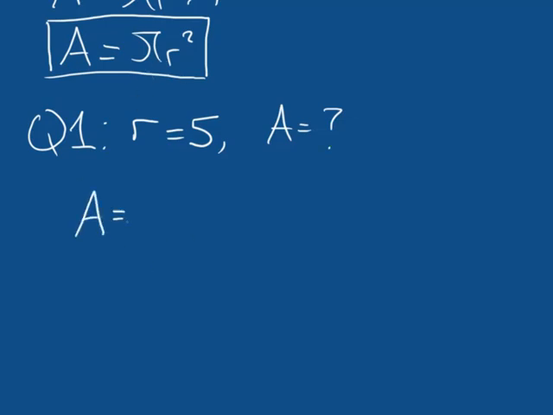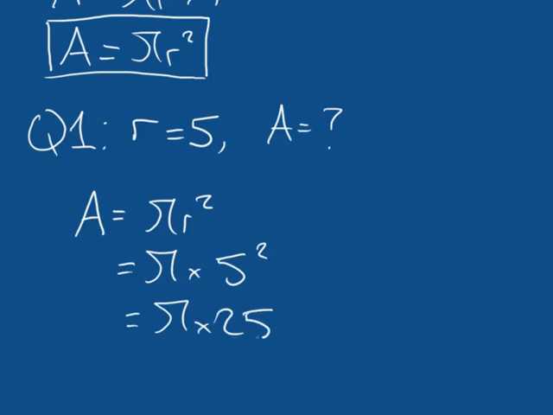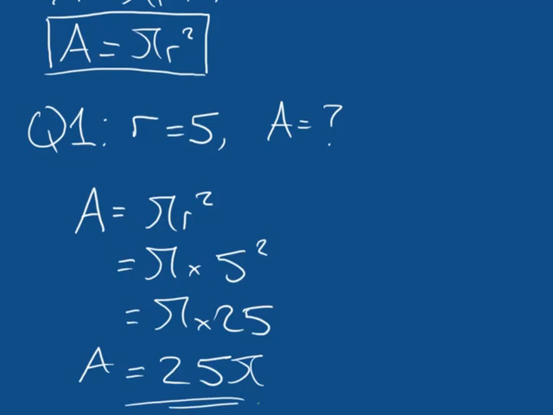So area is equal to pi r squared, which is equal to pi times 5 squared, which is equal to pi times 25. We could also write that as 25 pi. Recalling, of course, that I said we can leave the answer in terms of pi. So a very simple question to answer.